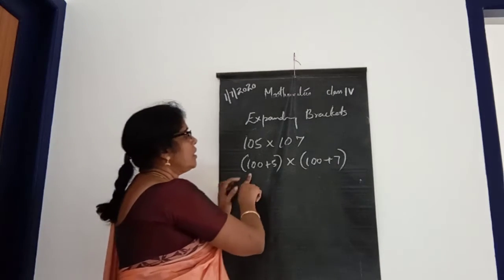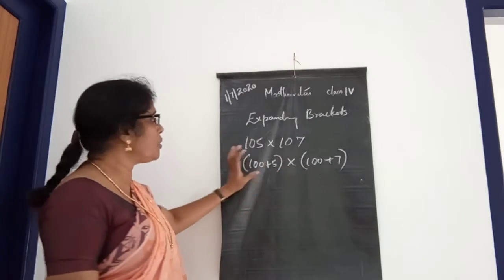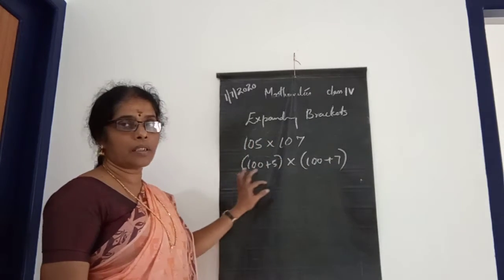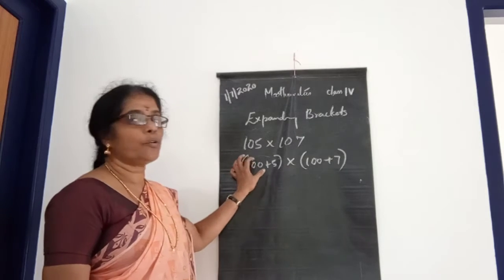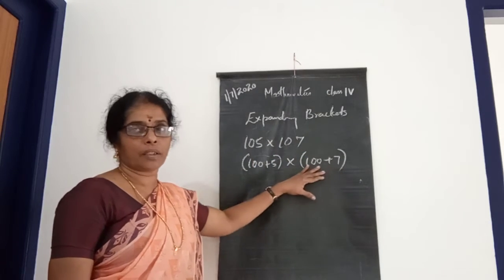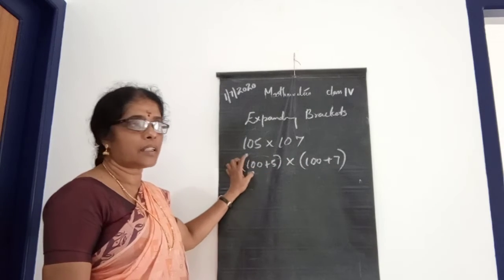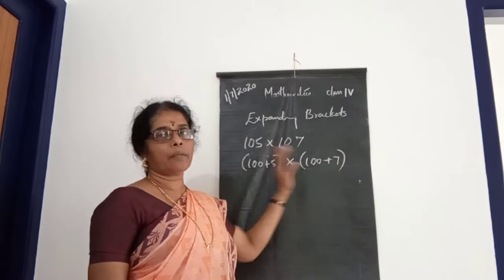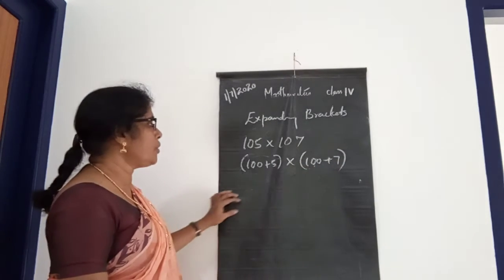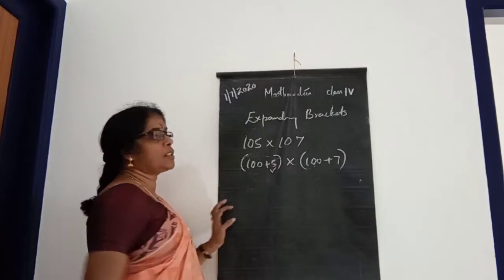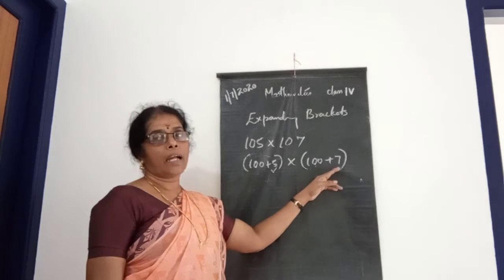The next step, if we expand the bracket, is to multiply these two numbers. In the first bracket, that is 105, you have to multiply those numbers with these two numbers. First you multiply this 100 with these two numbers. That means 100 into 100 plus 100 into 7. And next you take the next digit. What is next? 5. That 5 also you have to multiply with this 100 and this 7.